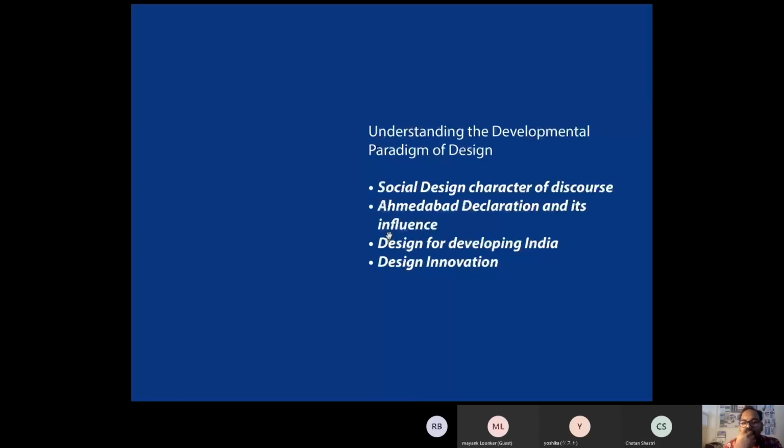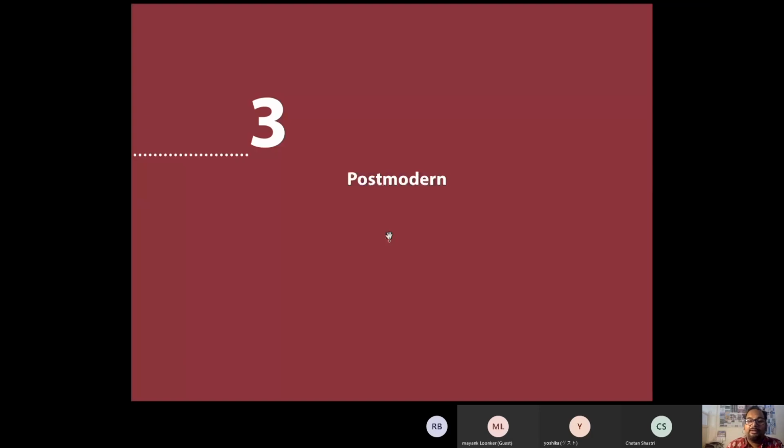So if you see how this particular paradigm of design works, there is a social design character here, and the Ahmedabad Declaration is one of the major pivots around the discourse. The idea was also how design can help in developing India, and how it can serve the marginalized. And then we can see several threads of design innovation, some of the earliest threads.